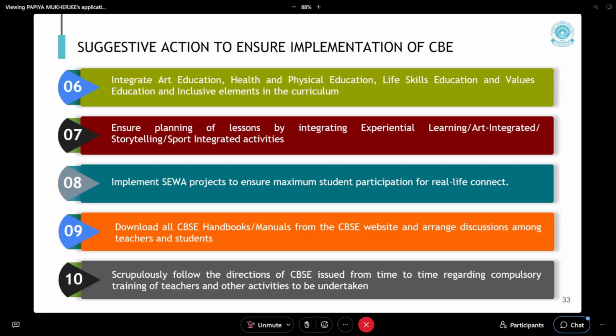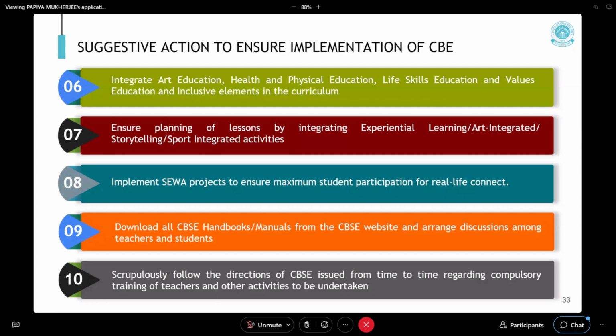Seva is another important thing, a very old concept given by CBSE for long. It is old because we have been practicing it for long. It brings about a wonderful connect. Children can bring about a connect with real life.